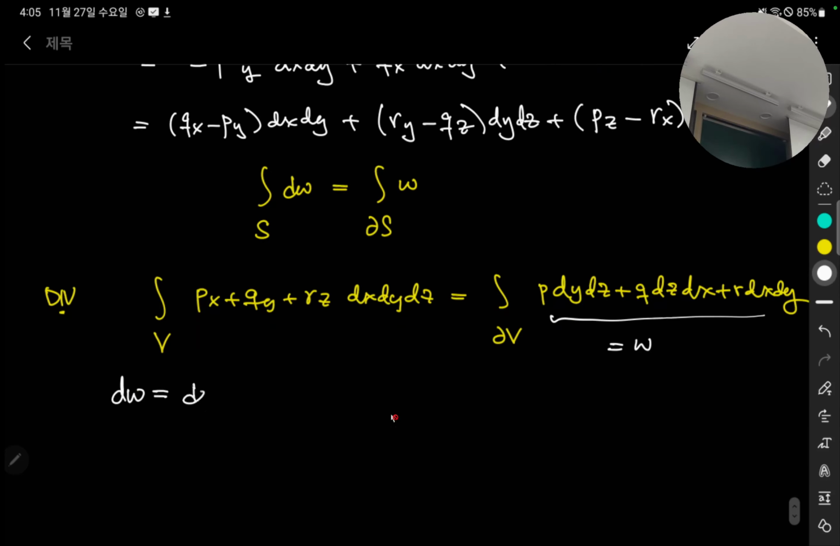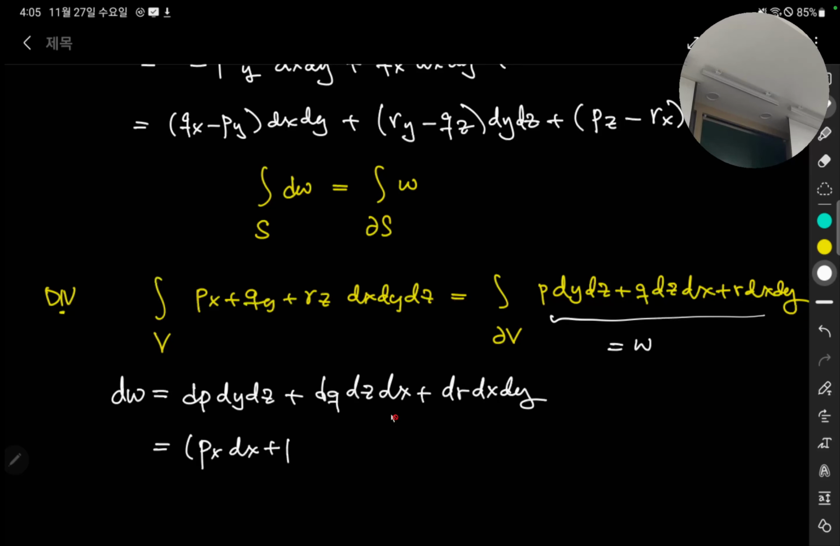Let's take the differential of this 2-form to get a 3-form. Same thing, dp dy dz plus dq dz dx plus dr dx dy. So what is dp? It's px dx plus py dy plus pz dz, times dy dz. So let's forget the rest of the part.